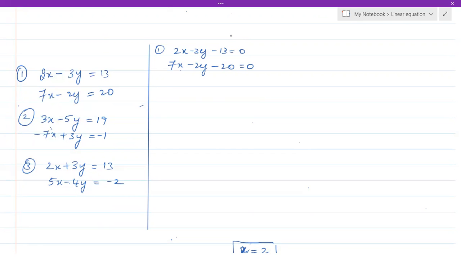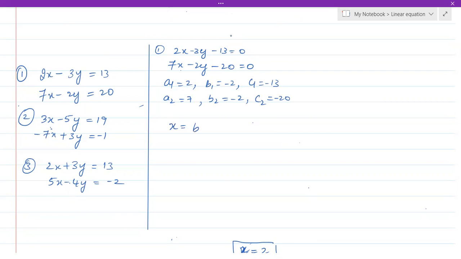Now what we have to do is find the value of A1, B1, C1. A1 is 2, as you can see, and B1 is with the sign minus 2, C1 is minus 13, A2 is 7, B2 is minus 2, C2 is minus 20. Okay. Once you find the value of A1, B1, C1, A2, B2, C2, substitute in the formula.